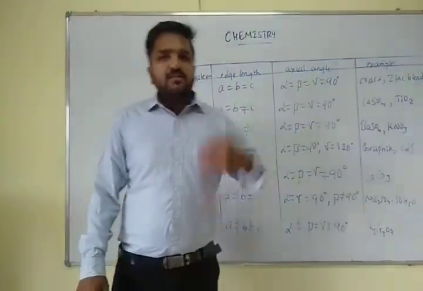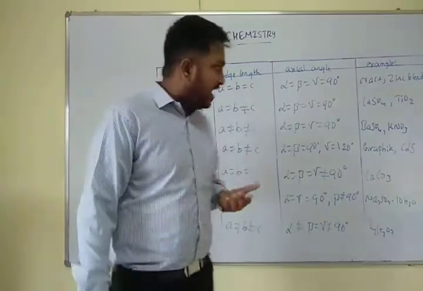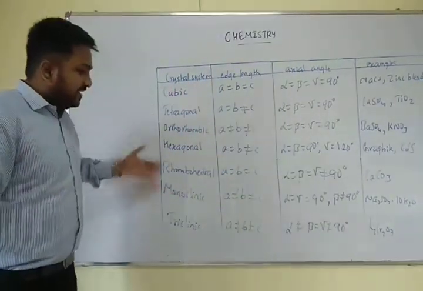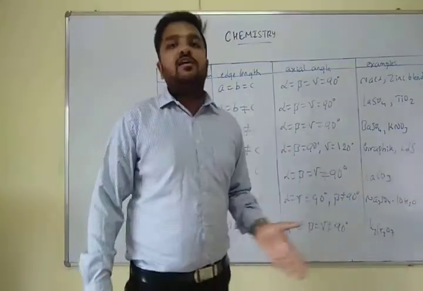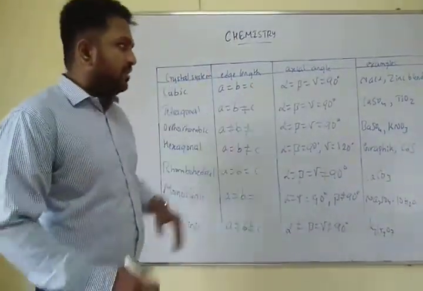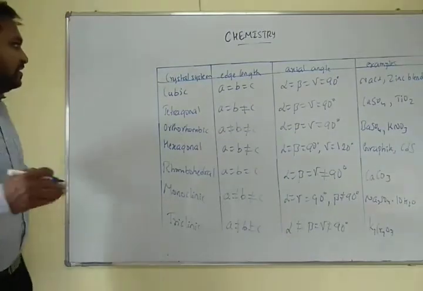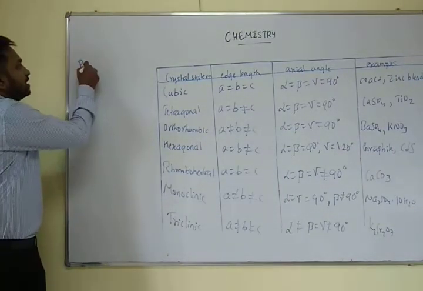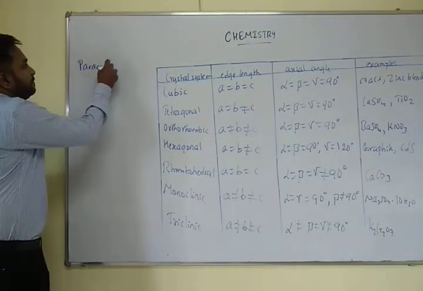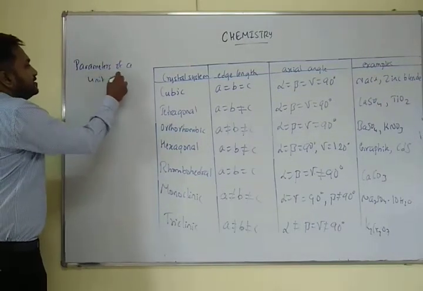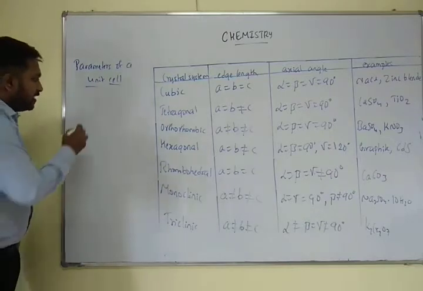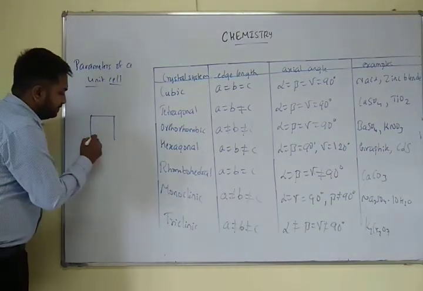So, in this video, let us see, in this table, the 7 different crystal systems obtained by varying the edges and the angles of the unit cell. So before going to this, let us take the simple information regarding the parameters of a unit cell. Parameters of unit cell. Clear?